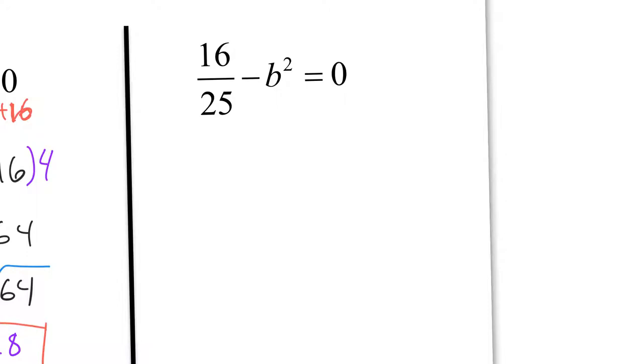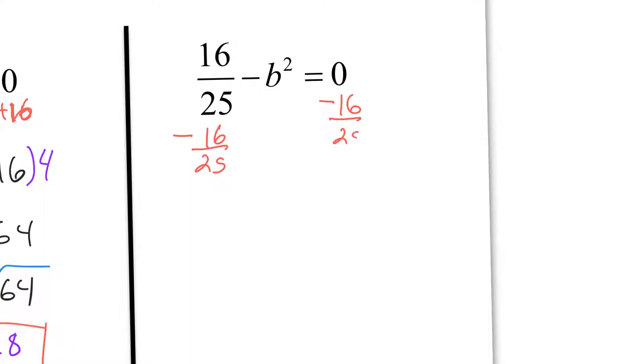And the last one I'm going to show you guys is here: 16 over 25 minus b squared equals 0. So first I'm checking. This one here is not really next to the b. The b has an invisible 1 here. So this is a constant. So first let's get rid of that number. I'm going to do the opposite. Minus 16 over 25.